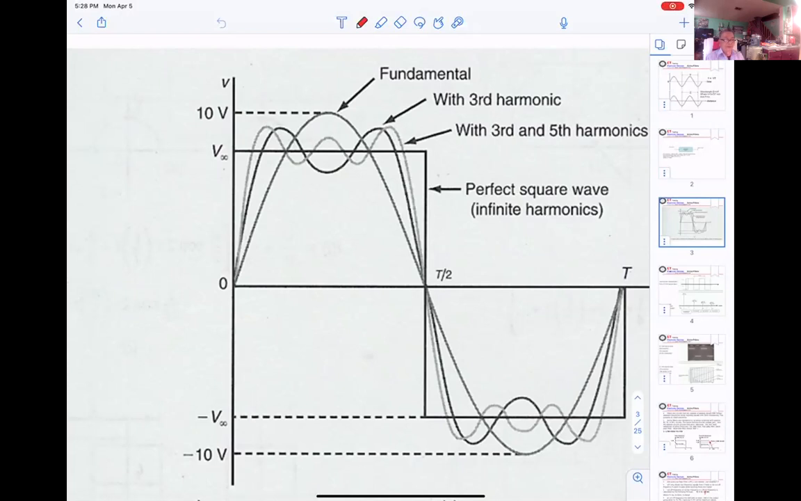However, if you are looking at the spectrum analyzer, then you can see the square wave is made up of many harmonics of the sine wave, okay?